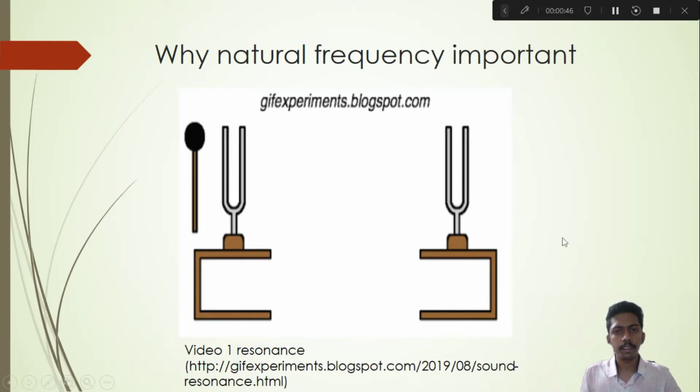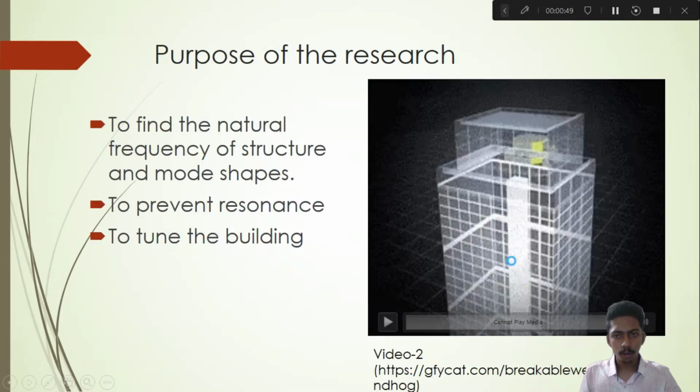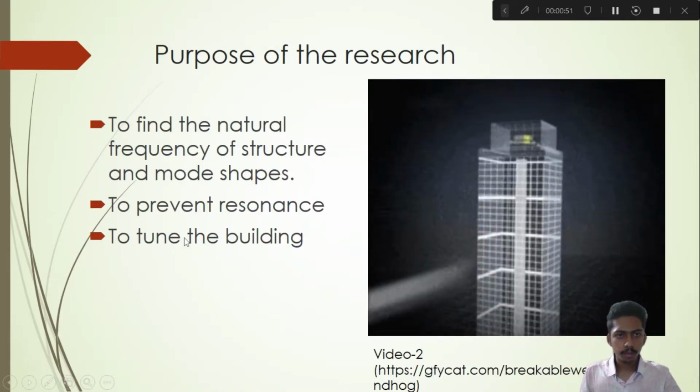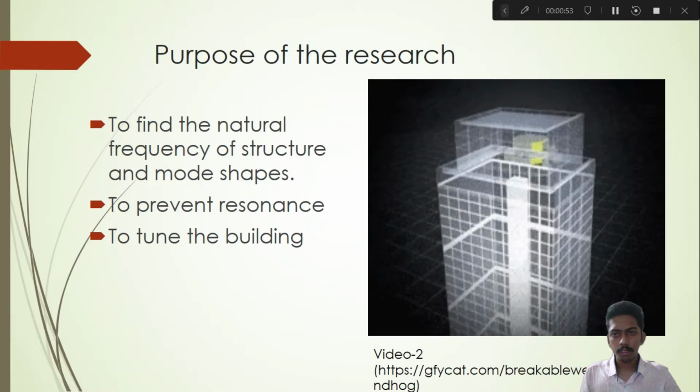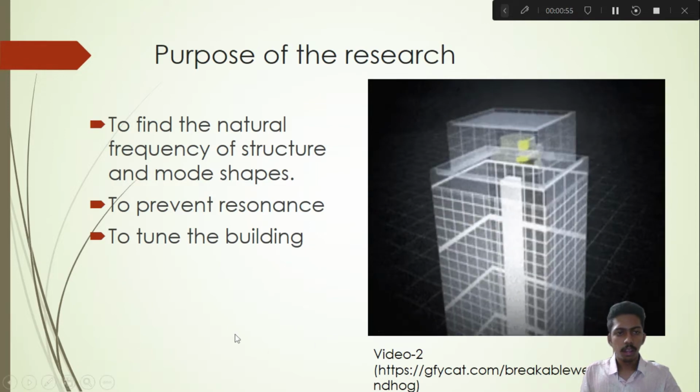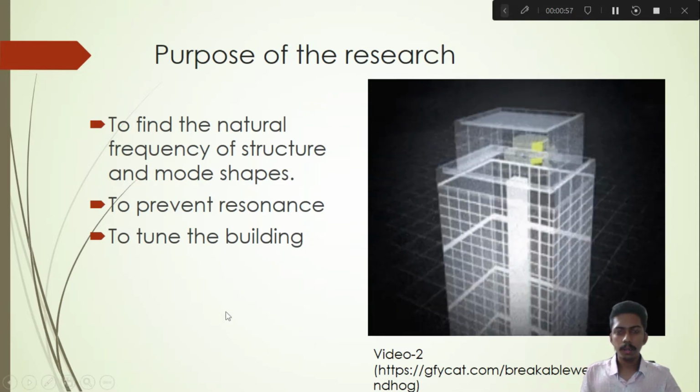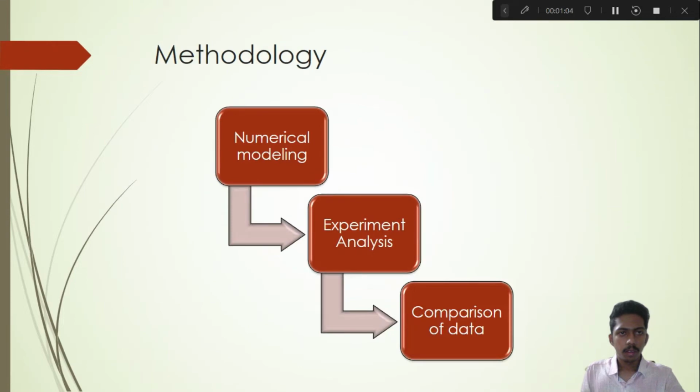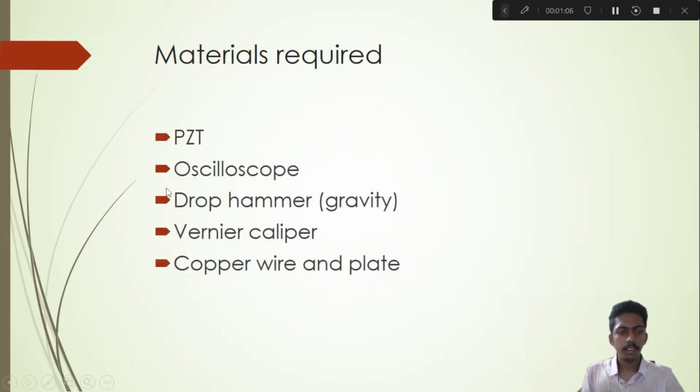The purpose of this research is to find the natural frequencies and the mode shapes of the structure, to prevent the building from resonance and tune the building in a better way. For the materials required, we use a PZT sensor, an oscilloscope, a drop hammer, and vernier calipers for the measurements, and copper wire and plates for the preparation of the model.